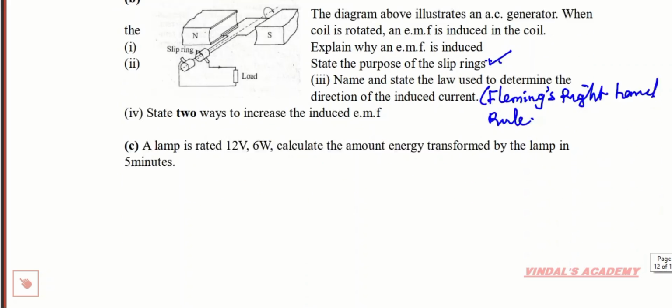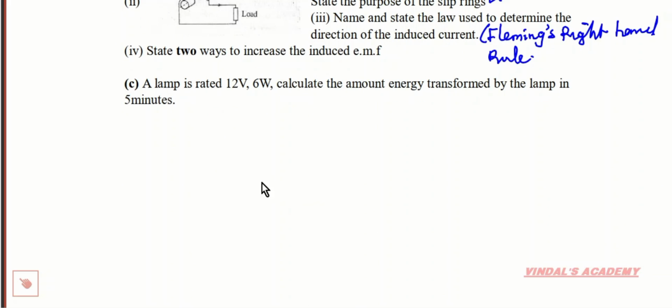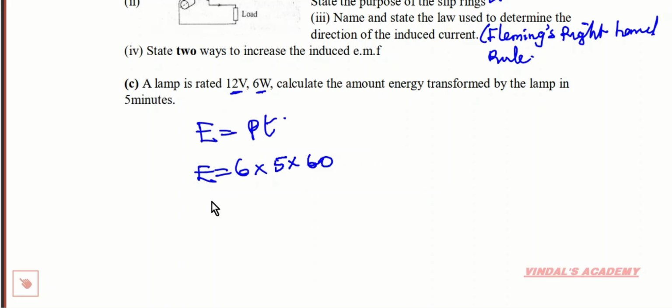Let's go to number 11C. 11C is this. I have E equals P times T. You know that energy is the same thing as P times T. A lamp is rated 12 volts, 6 watts. Calculate the amount of energy transferred by the lamp in 5 minutes. So the energy is going to be power, which is 6, times time. What is the time there? Time is going to be 5 times 60. So the energy is going to be equal to 1800 joules.